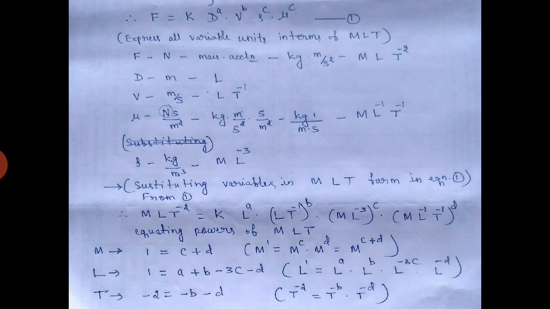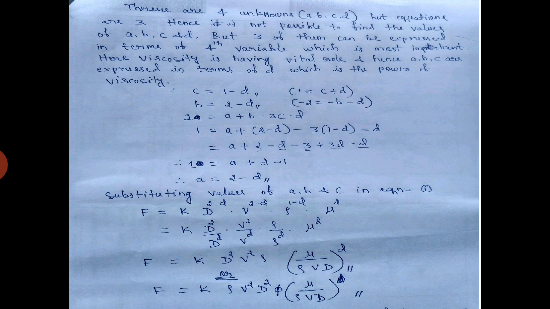This is how we solve in such cases. First we have to identify the important term on which the drag force depends, then express the other 3 powers of the variables in terms of the important variable. Here viscosity is very important, d is its power, so we express all other a, b, c in terms of d. You can see c is expressed as 1 minus d. The equation in the previous page was 1 is equal to c plus d, it is written as c is equal to 1 minus d. Then b is equal to 2 minus d; in the previous page it was minus 2 is equal to minus b minus d.